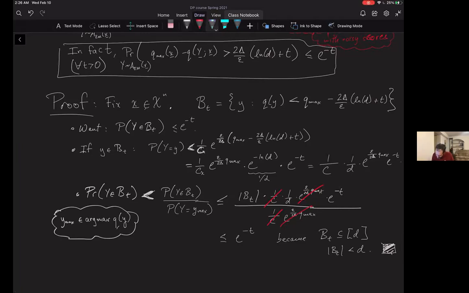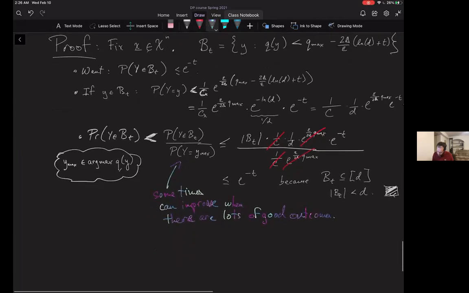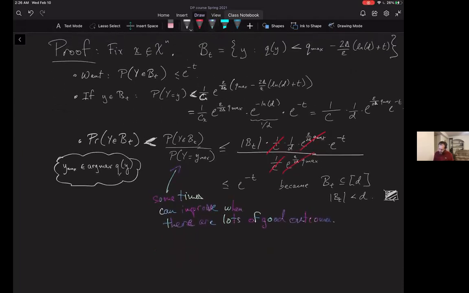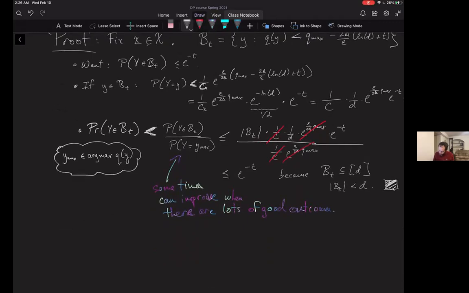One thing I'll mention is that sometimes we can improve our analysis when there are lots of good outcomes. I don't have an example of that in the lecture today, because working those out tends to be a little on the messy side. But it's a good thing to keep in mind.